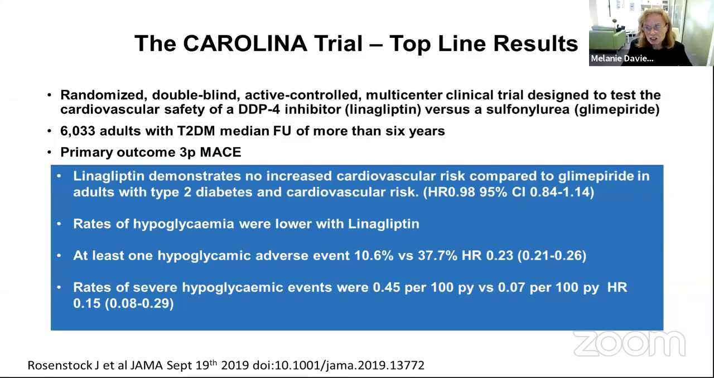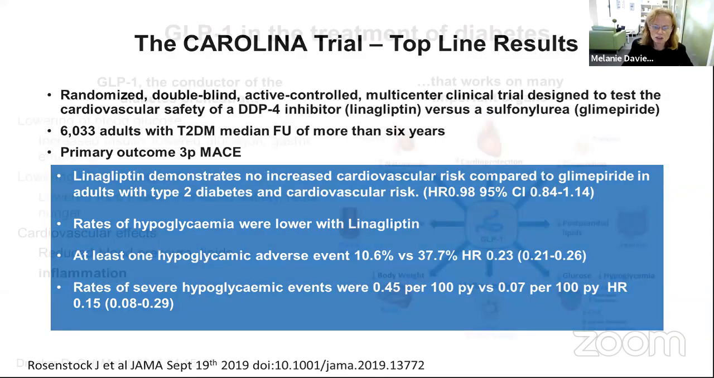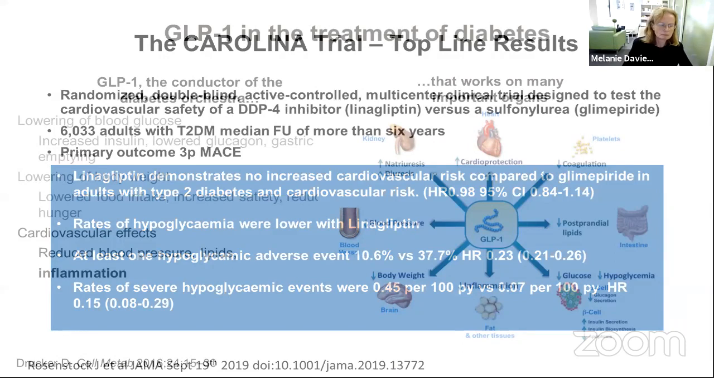And I think this is reassuring and important data in terms of the use of SUs, although you do see an advantage with the linagliptin in terms of hypoglycemia, particularly rates of severe hypoglycemia, which were relatively uncommon, but the relative reduction was highly significant in terms of the DPP4 compared to the sulfonylurea.